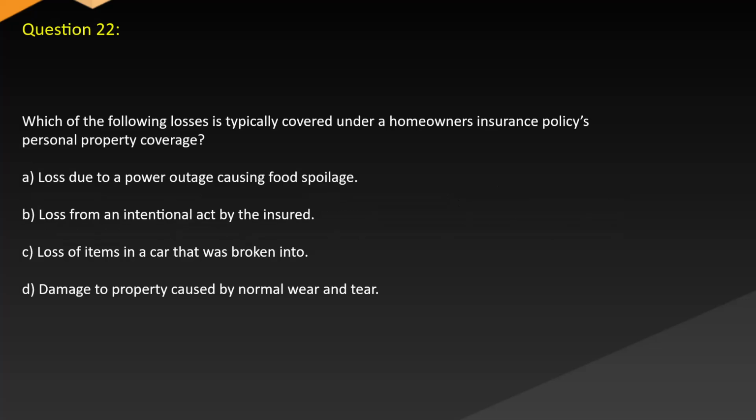Question 22. Which of the following losses is typically covered under a homeowner's insurance policy's personal property coverage? A. Loss due to a power outage causing food spoilage. B. Loss from an intentional act by the insured. C. Loss of items in a car that was broken into. D. Damage to property caused by normal wear and tear.